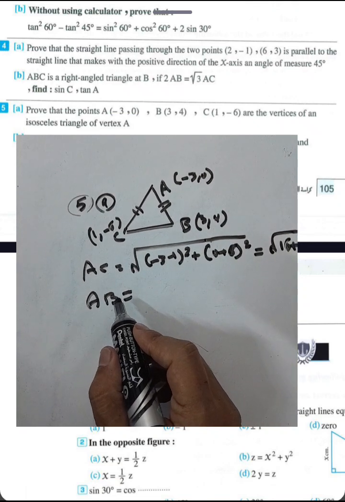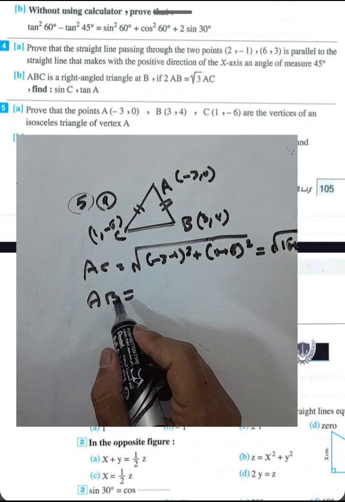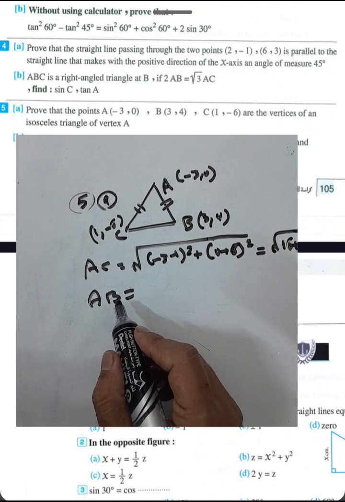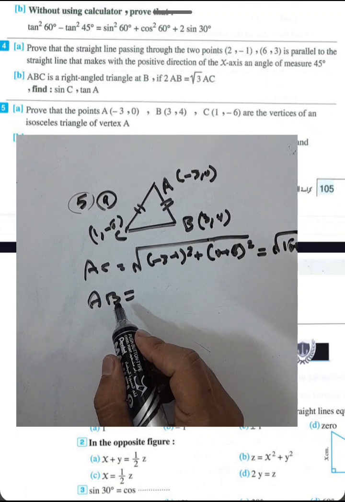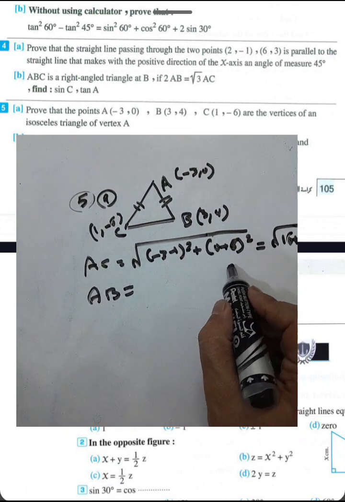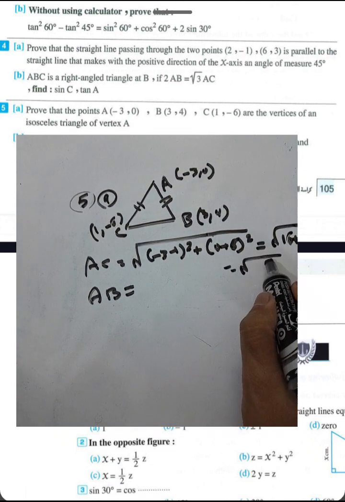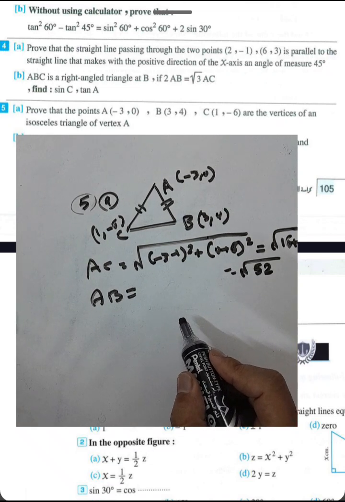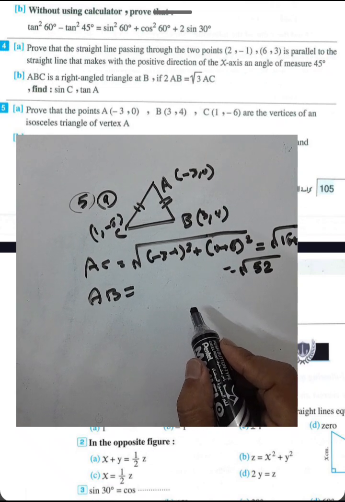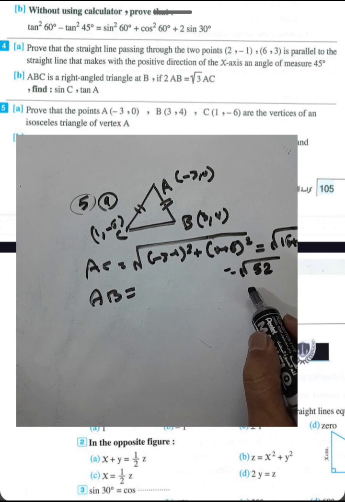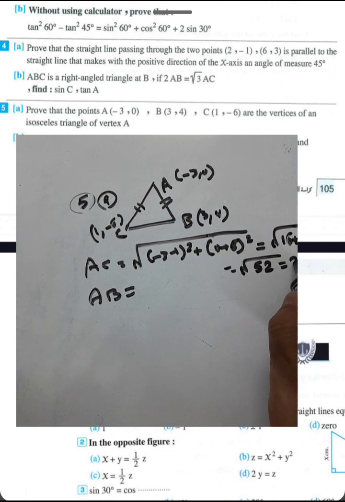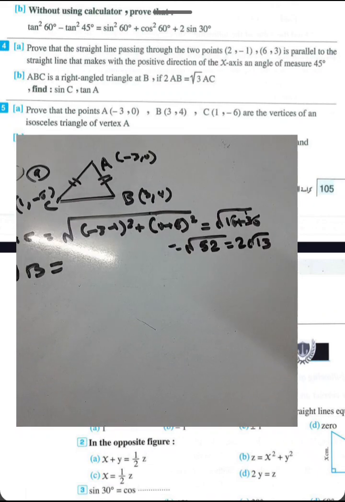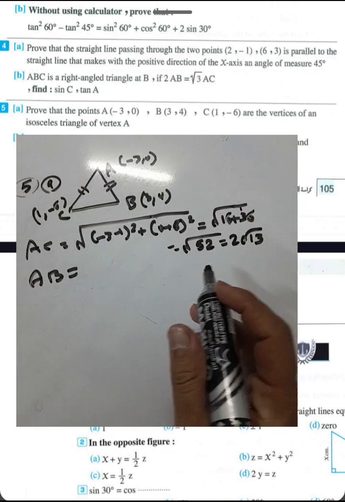The result will be what? We can add them for AC, the sum of them 16 plus 36, which is 52. It will be 4 times 13, then you can write 2 root 13. The length of AC is 2 root 13.